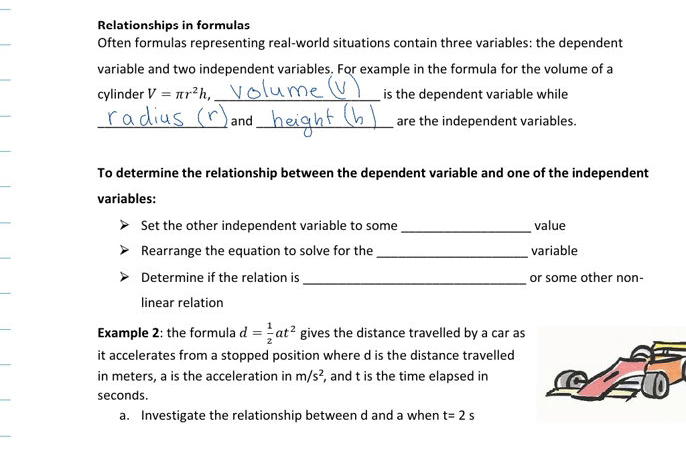But if I actually try to solve this, it's going to be very hard. So what I have to do is set one of them to a constant number. So I want to say that I want to make my cylinders this height. The radius is still unknown. Or I say I want to make my cylinder this radius, I want it to be that big of a circle, but then the height would be different. So to determine the relationship between the dependent variable and one of the independent variables, you set the other independent variable to some constant value.